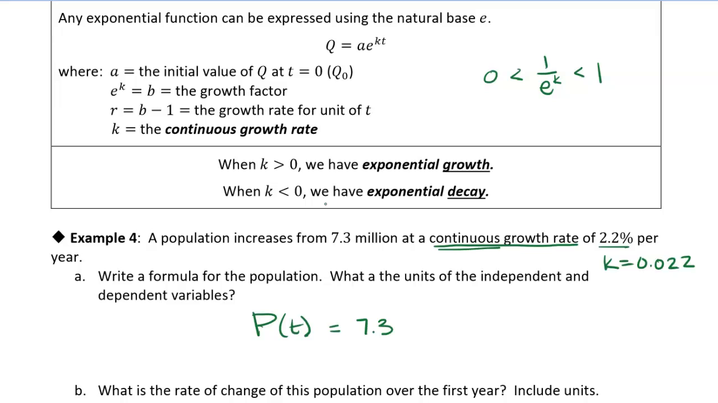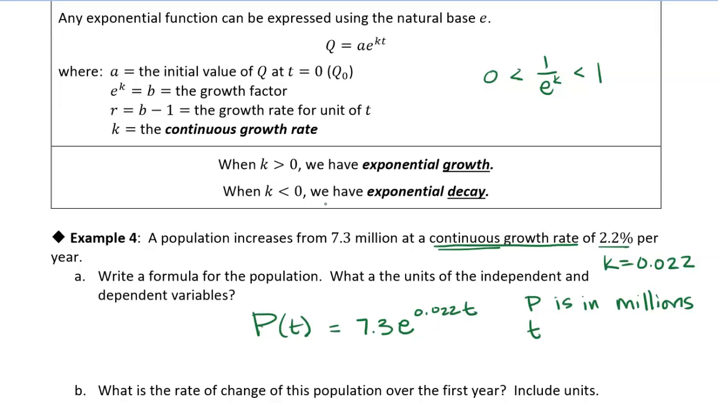So my population is going to be in millions, and then e to the kt. So 0.022 t. That's it. That's the formula for this population growth because we were given the continuous growth rate, right? So P, the population, is in millions. It's good to make a note of that so that if you use it, then you know what your answer represents.